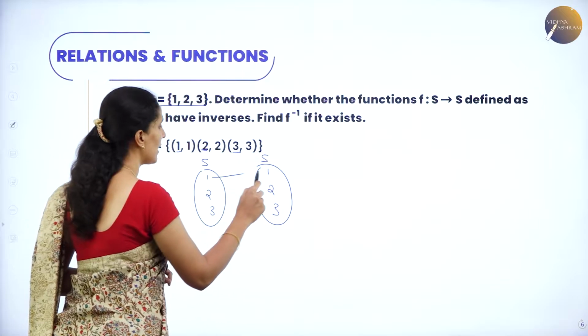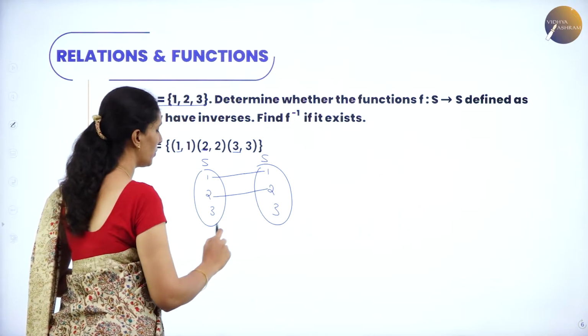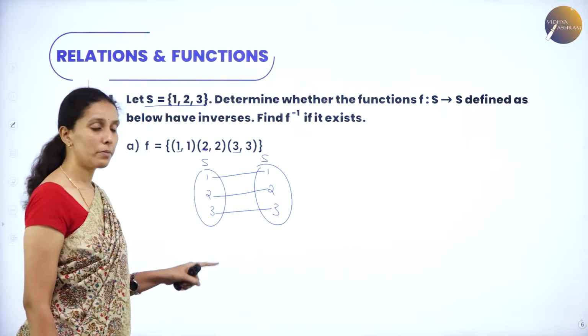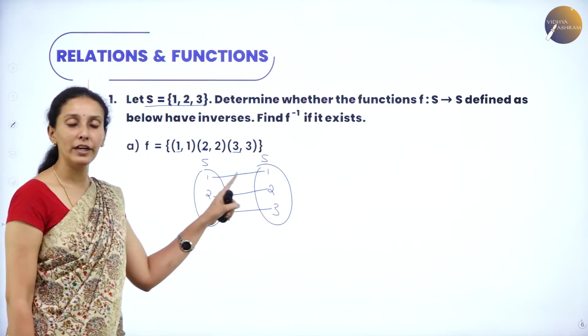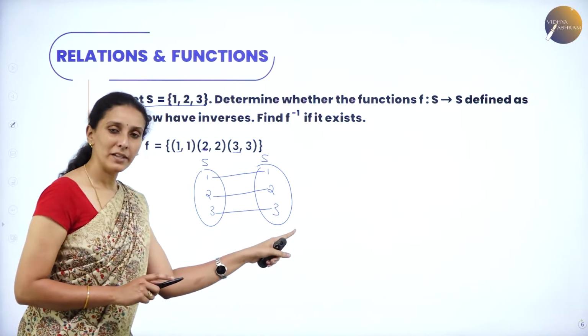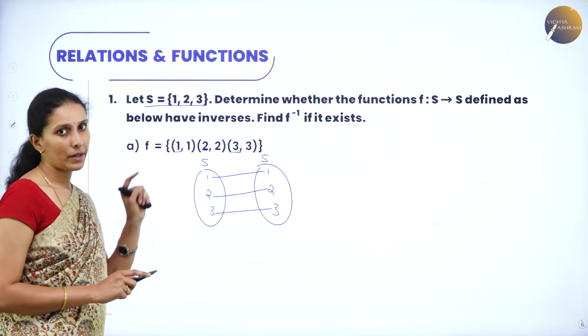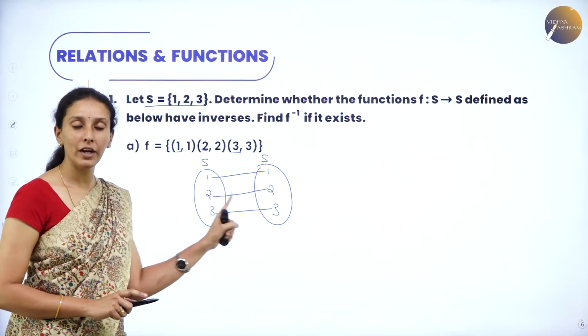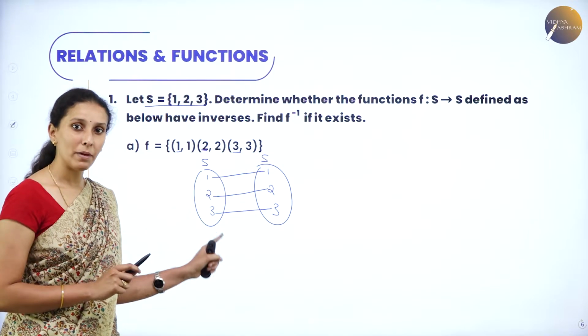Now 1 is related to 1, 2 is related to 2, 3 is related to 3. Clearly this is a 1-1 function because all the elements have different elements in the codomain set, and for all the elements in the codomain you have one image in the domain. So this is both 1-1 and onto, which means F is bijective.